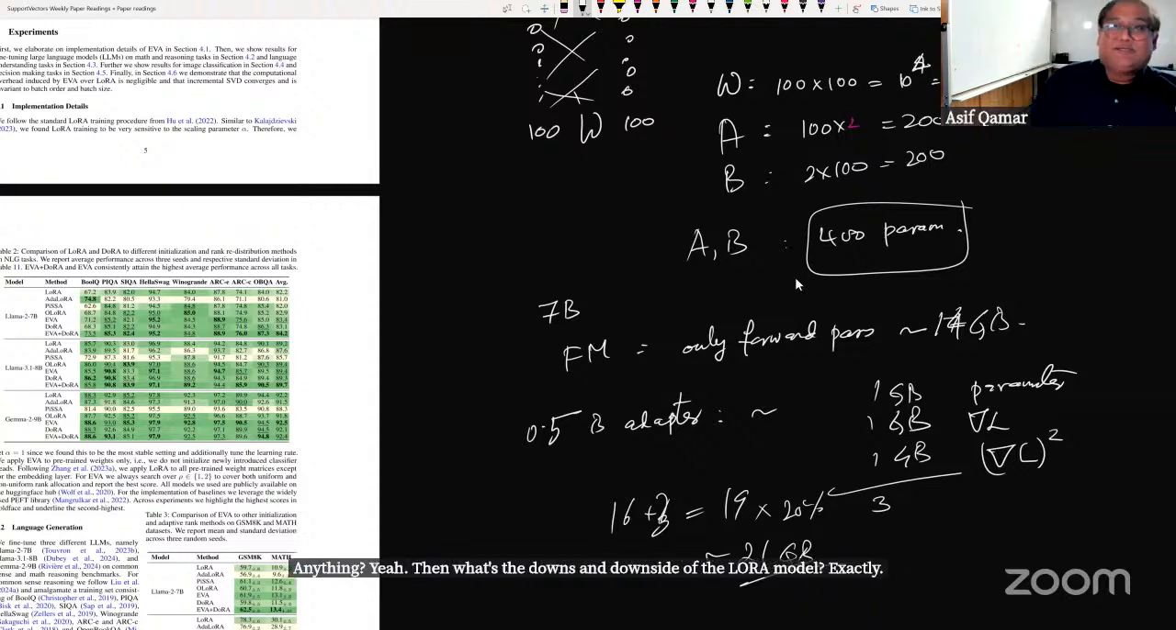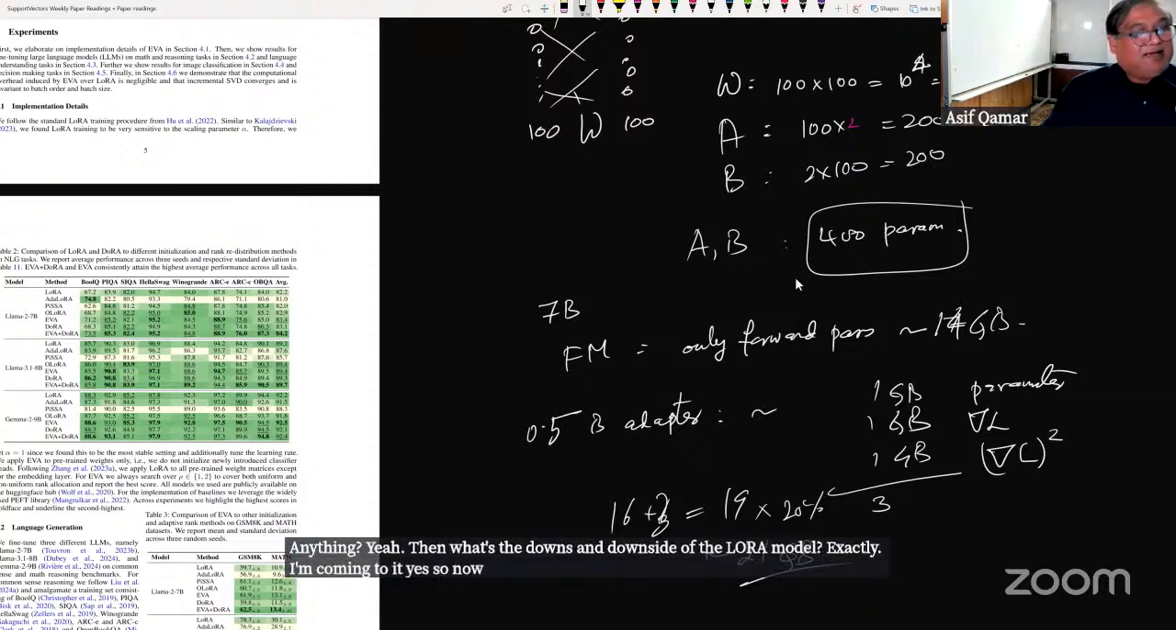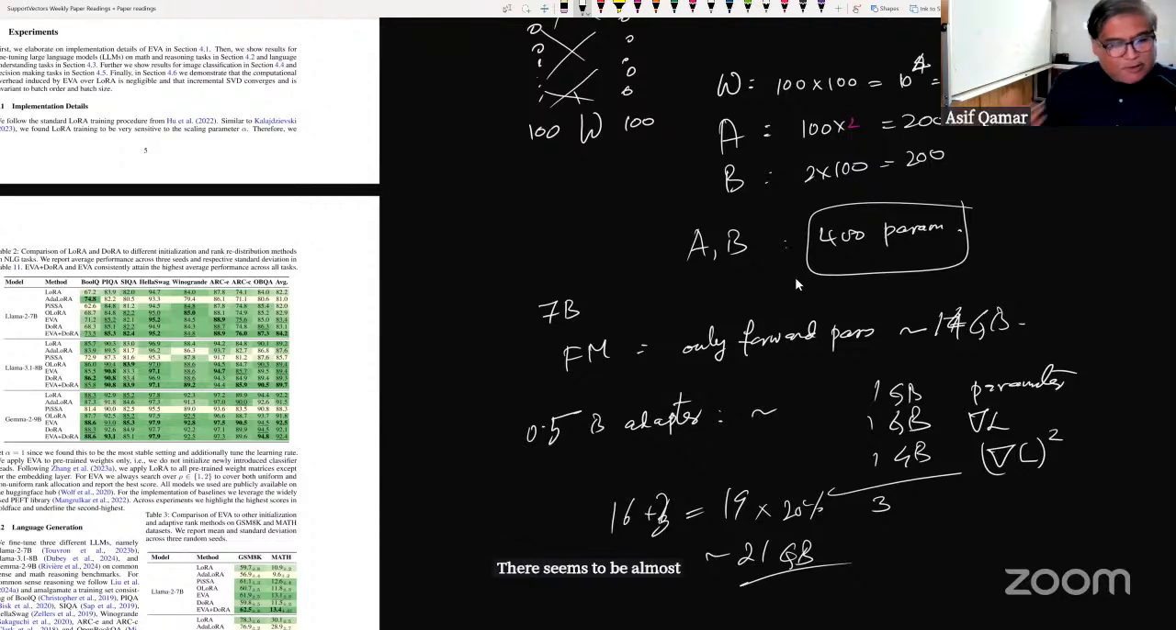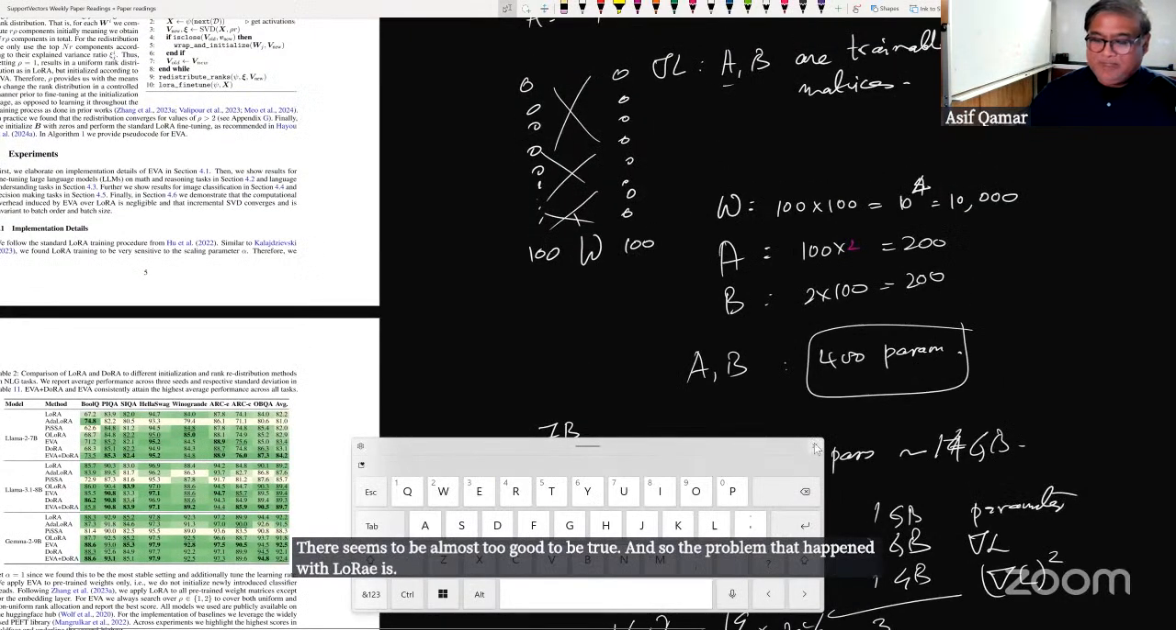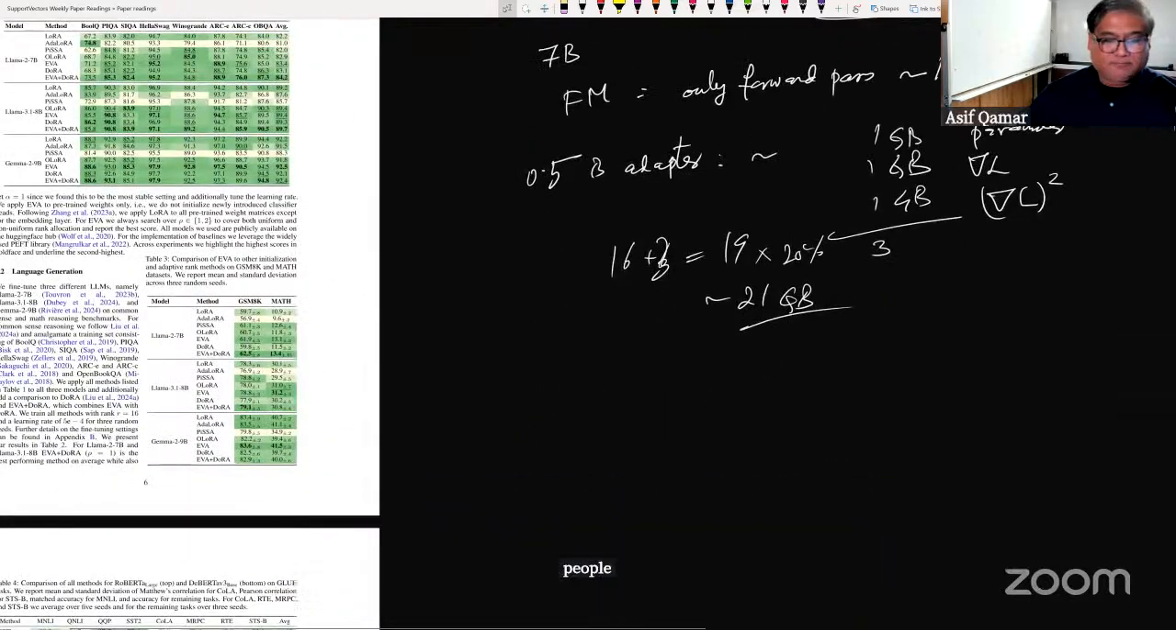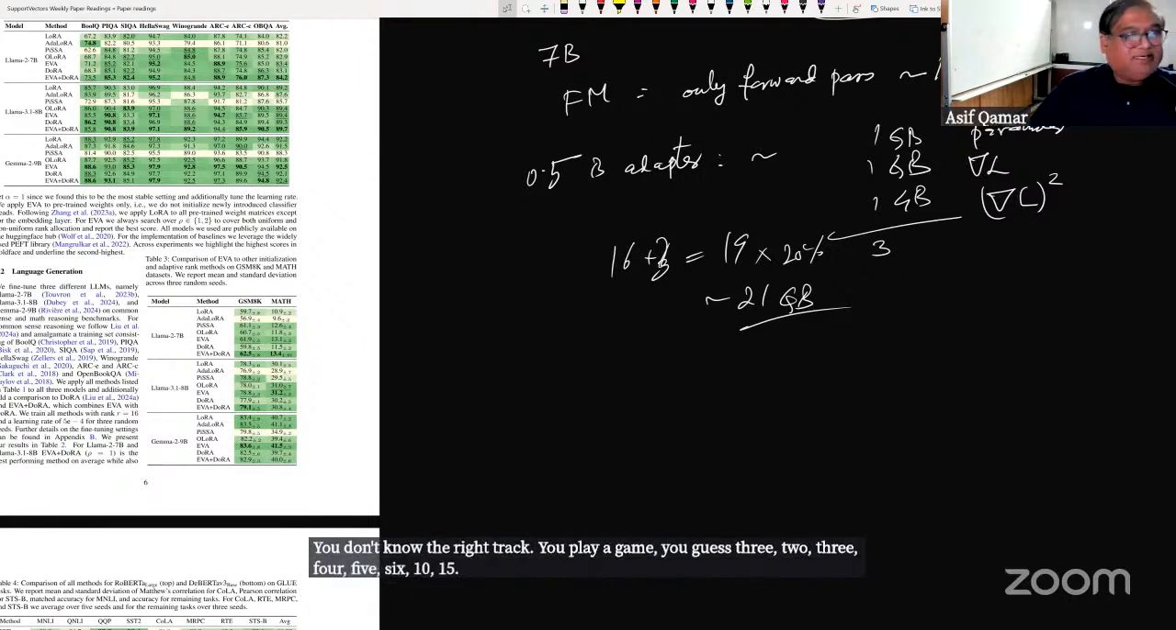Yes. So now the thing is, as they say, there is no such thing as a free lunch. Right? This seems to be almost too good to be true. And so the problem that happened with LoRa is, what is it that we gave up? People found that the bigger problem with LoRa is, how do you know the right rank? You don't know the right rank. You play a game, you guess 3, 4, 5, 6, 10, 15, whatever it is.